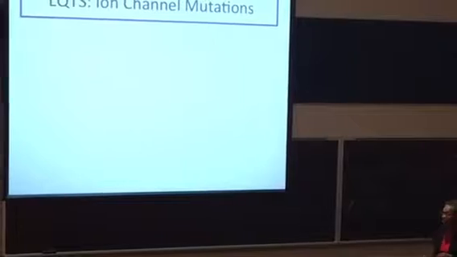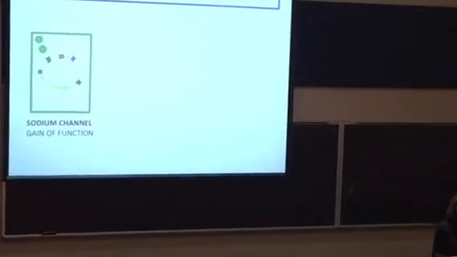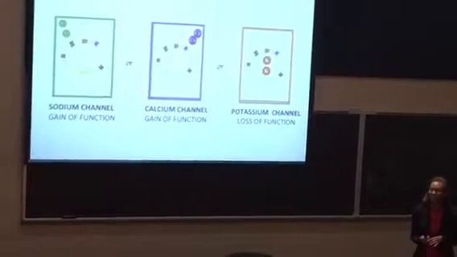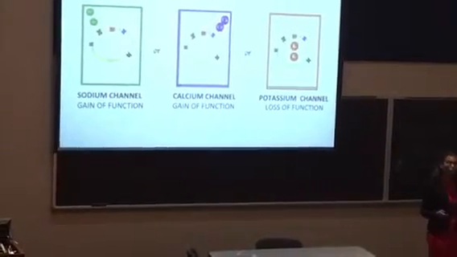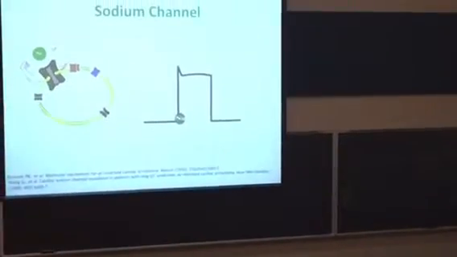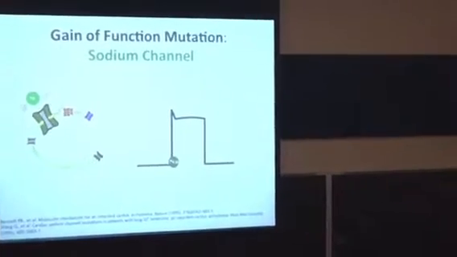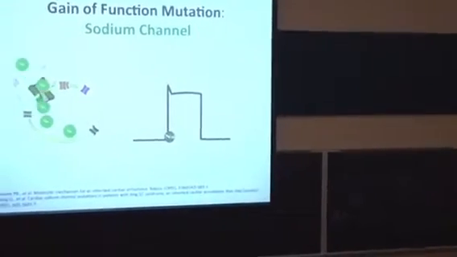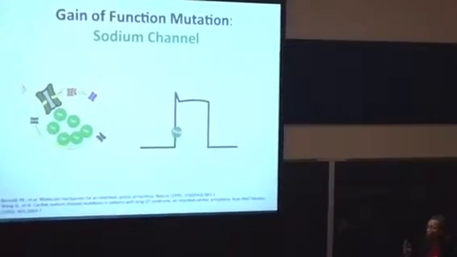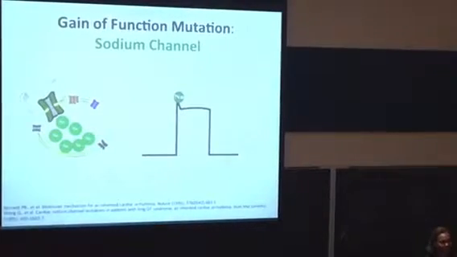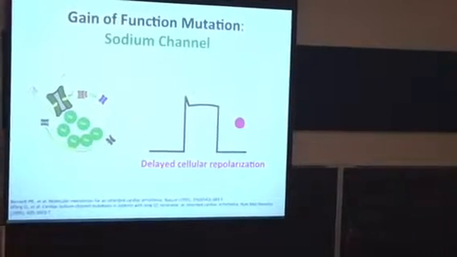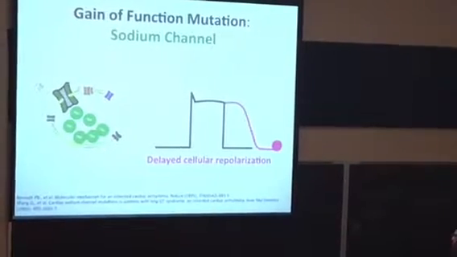So in our long QT patients, they either have a gain-of-function sodium channel mutation, a gain-of-function calcium channel mutation, or a loss-of-function potassium channel mutation. And we're going to work through each one, starting with sodium. Okay, so in a gain-of-function sodium channel mutation, you get the big guns out, right? And what you get is this increased influx of sodium into the cell. Now remember that sodium is the ion responsible for bringing me away from baseline. So this increased influx of sodium into the cell means on the tail end, I'm going to have delayed repolarization of my cell, okay?